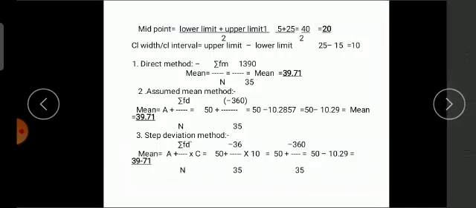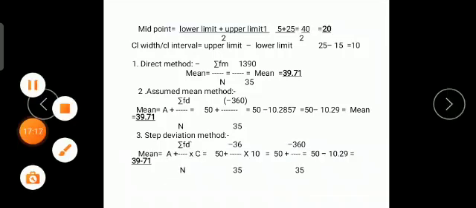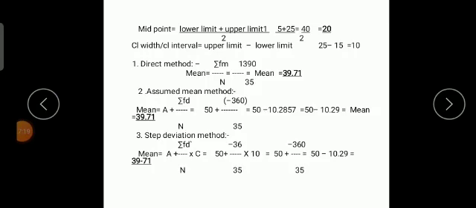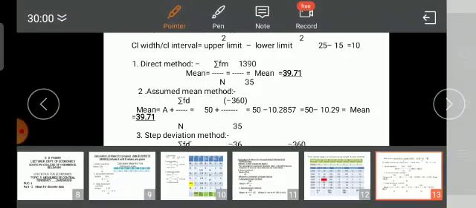So today we have done both discrete and continuous data problems. I hope you have understood it, and for today this is sufficient.